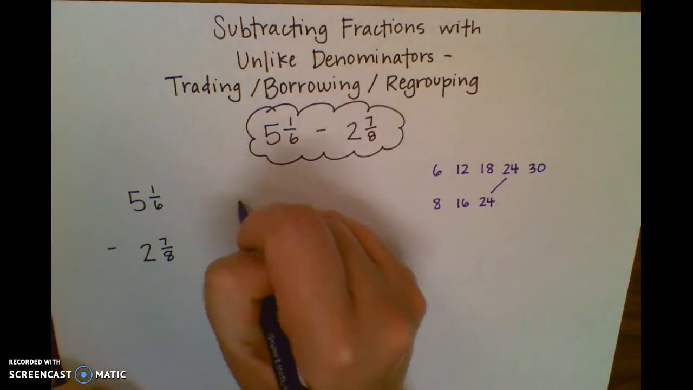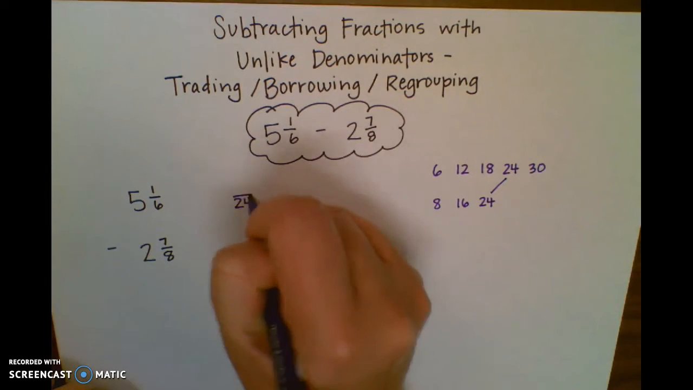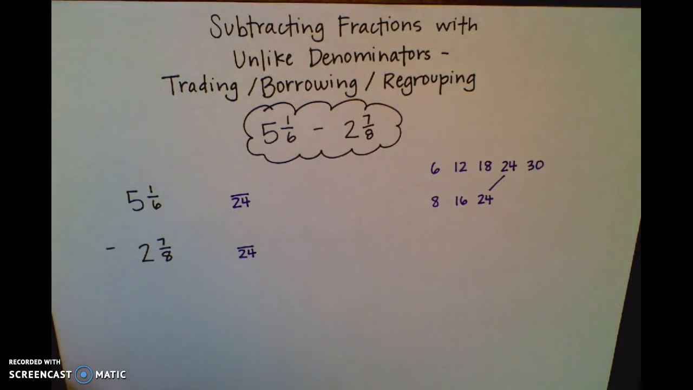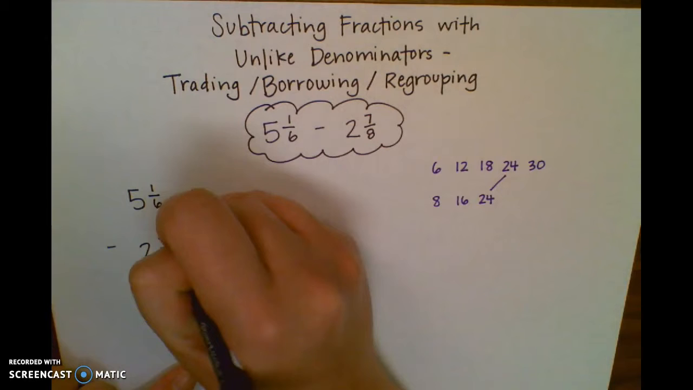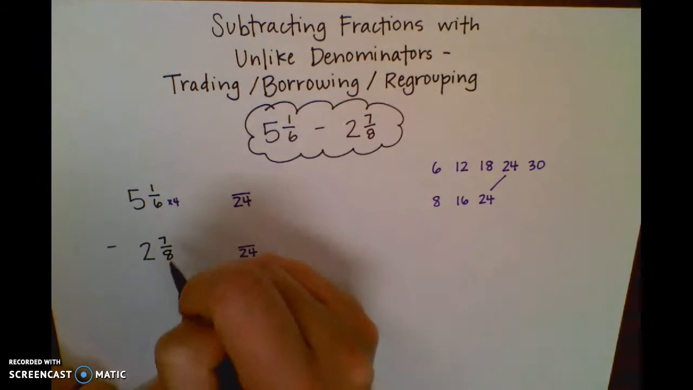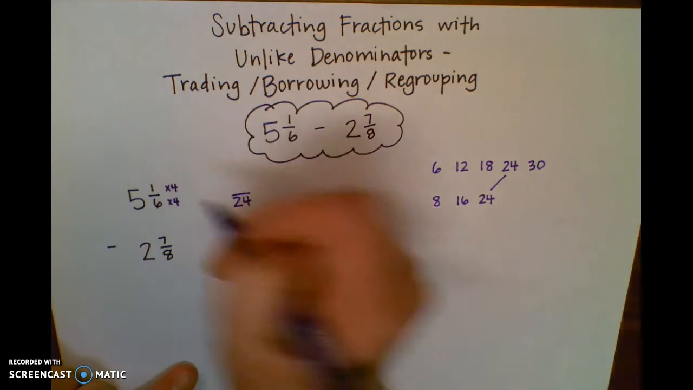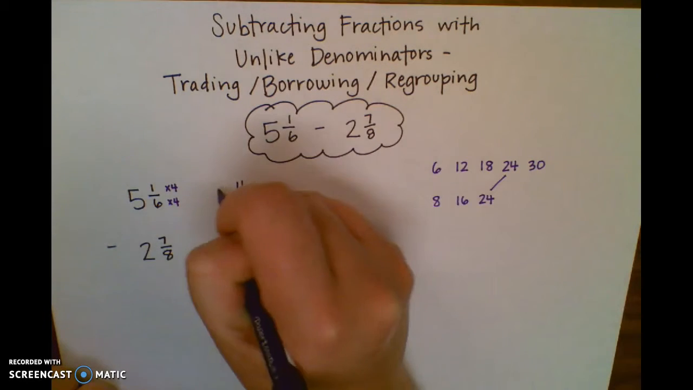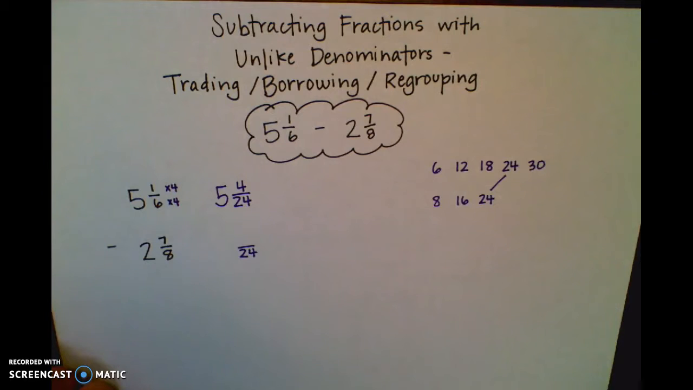So 24 is my denominator that I'm going to use. And so now I need to change over each of these fractions to make them still have that same value, but with a denominator that I can work with. So to get from 6 to 24, I need to multiply by 4. We're going to do the same to the bottom and the top, so that it has the same value. So 4/24, and put that 5 in front of it.